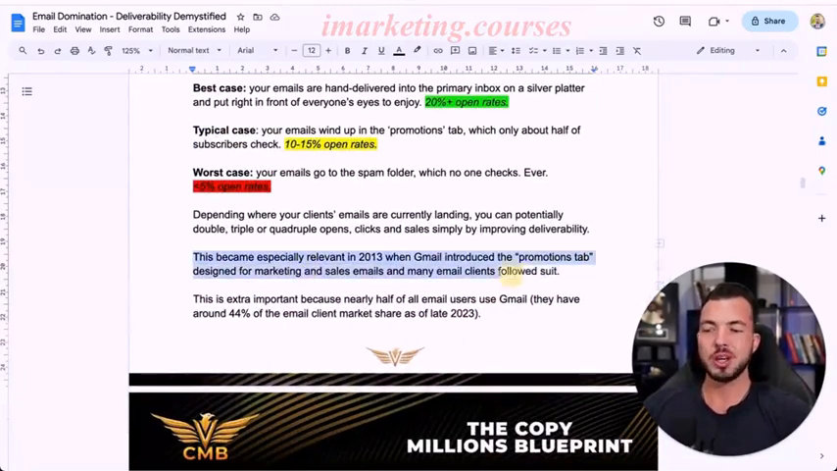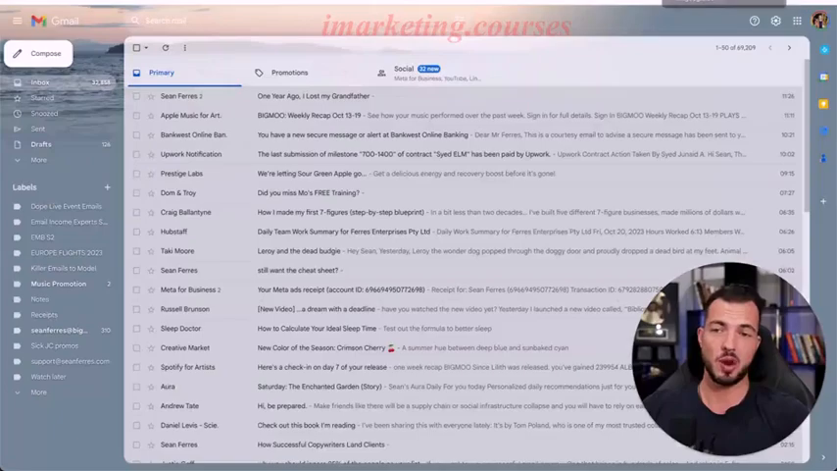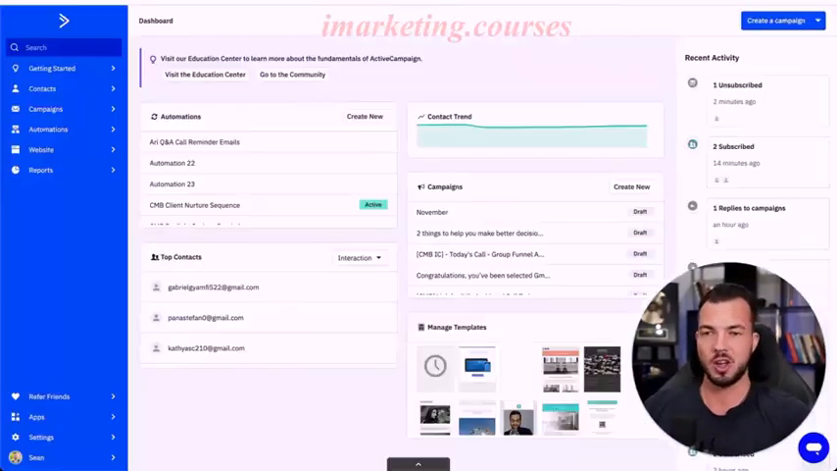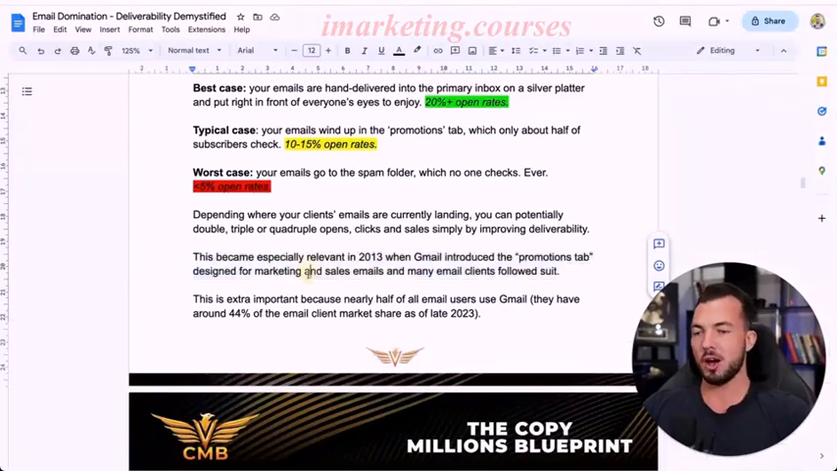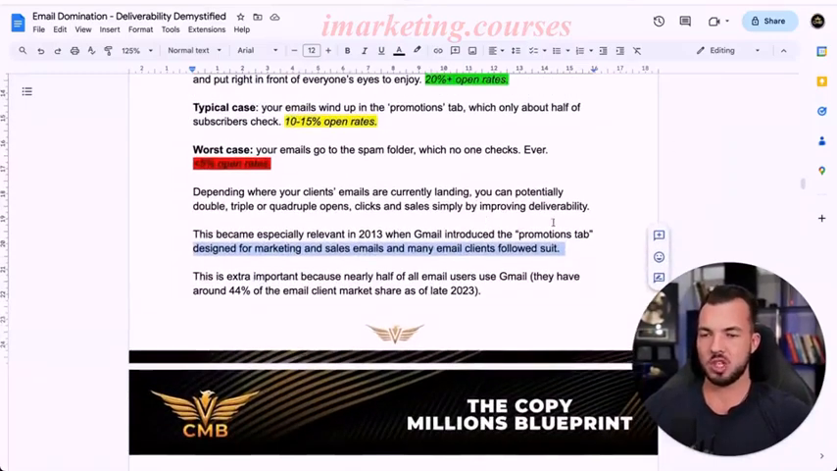Now, this became especially relevant in 2013 when Gmail introduced the infamous promotions tab, okay? Because this hasn't been around forever. This only came out 10 years ago, right? That makes me feel old. But basically designed for marketing and sales emails, and many other email clients, Yahoo, Hotmail, they all introduced their own versions of this as well, the promotions tab, okay? So Gmail led the industry there.